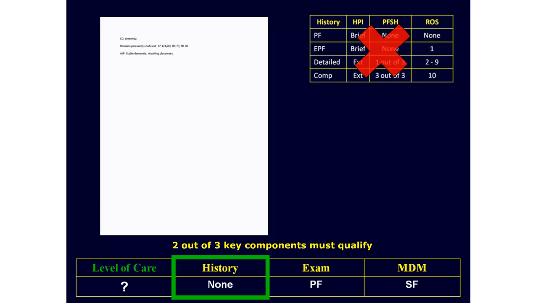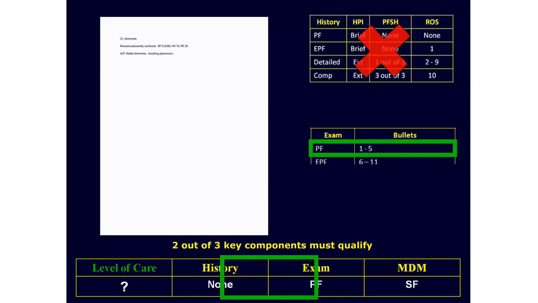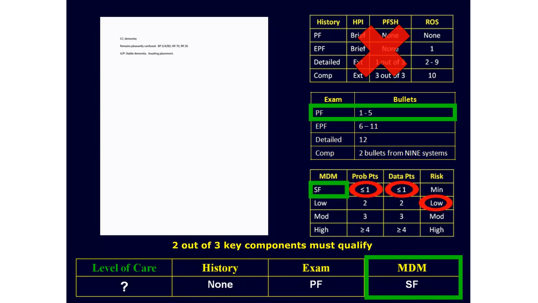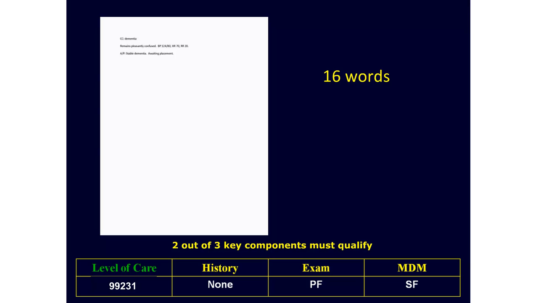When you put it all together, this is how the final note looks. 2 out of 3 key components are needed. Here we have no qualifying history, a problem-focused exam, and straightforward medical decision-making. This adds up to the 99231 level of care. Here it took us just 16 words to earn $38.39, which works out to an astounding $2.40 per word, which is amazing documentation efficiency.